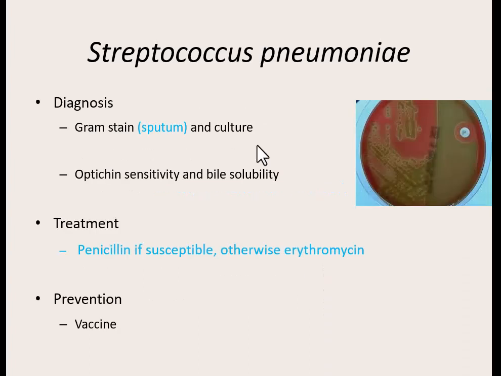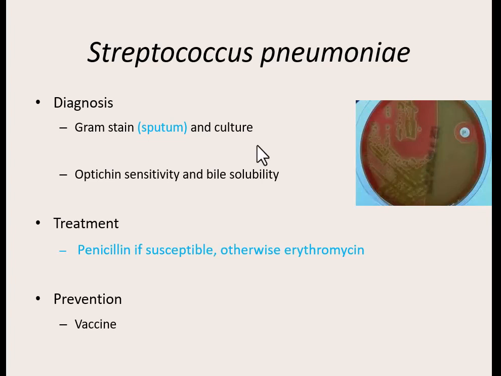How do we diagnose this bacteria? Well, we can gram stain it, usually a sputum sample, because it's coming from that respiratory tract and the pharynx. We can grow it out. We'll see some of the alpha hemolysis that it shows. We can also test it to see if it is sensitive or resistant to the antibiotic Optochin.